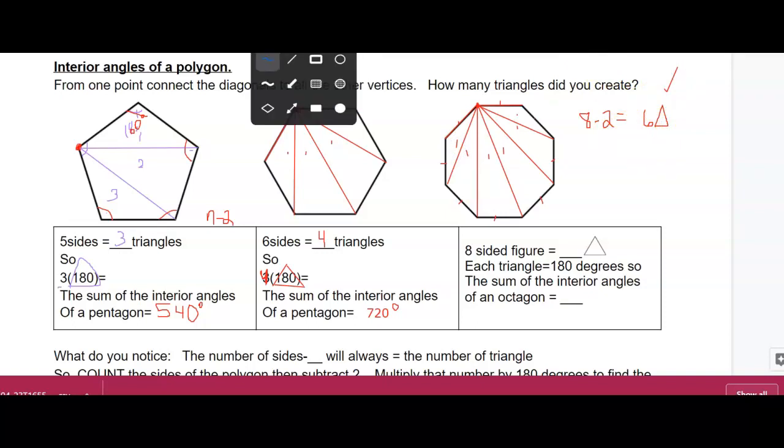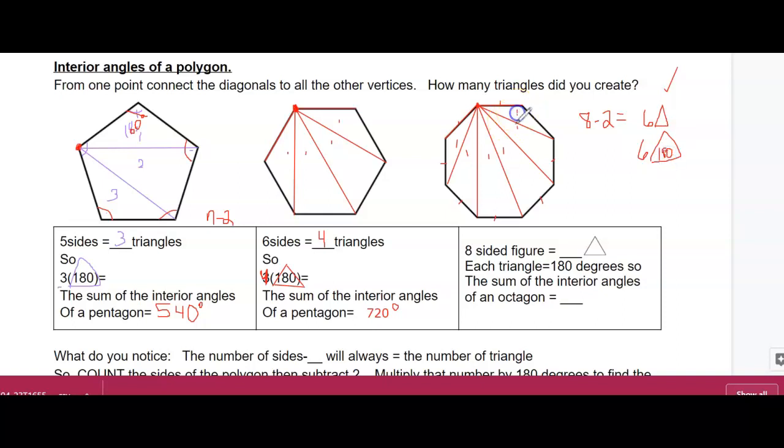And each triangle is 180 degrees. So I'm going to do 6 times 180. There's 180 in each triangle. So 180 plus 180 plus 180 plus 180 plus 180 plus 180 to find out the total of all of these angles right here. So each angle, you add them all up.